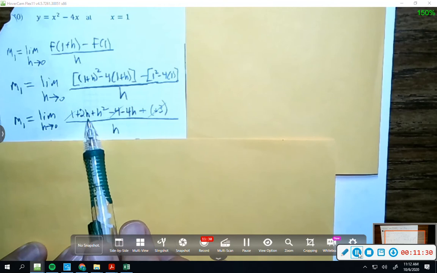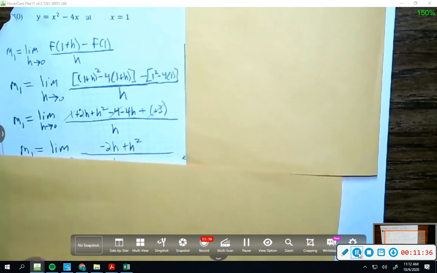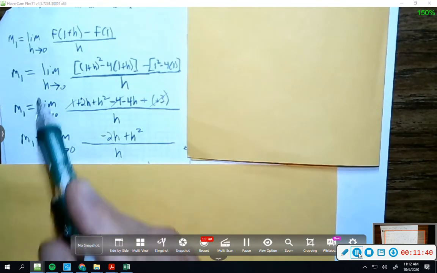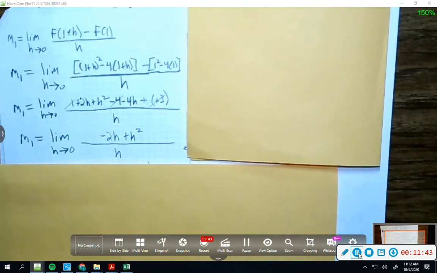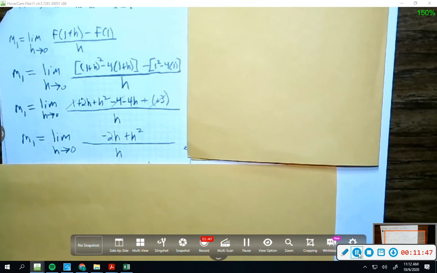We might as well add these two terms together because they're like terms. 2h minus 4h is a negative 2h. So I combine those two terms. Notice I'm still writing my limit notation down as I simplify. You do not eliminate the limit notation until you plug 0 in for h. I still can't do that. If I plug it in, I get 0 over 0.